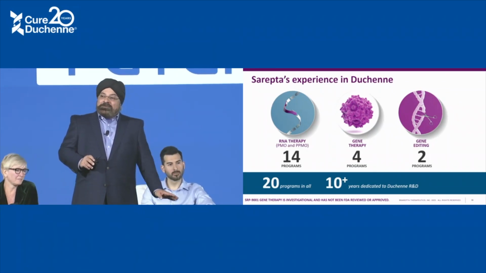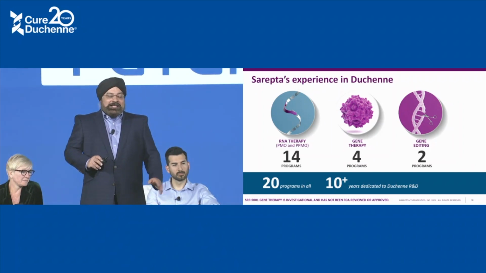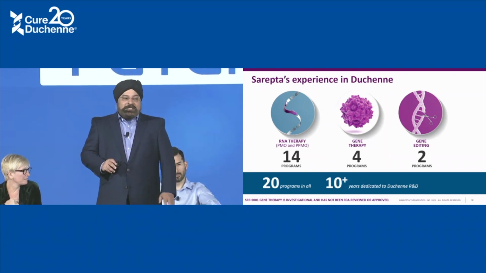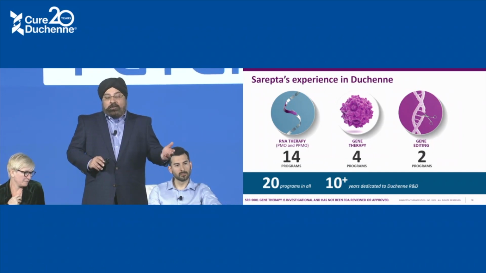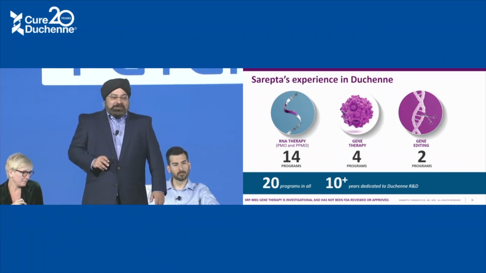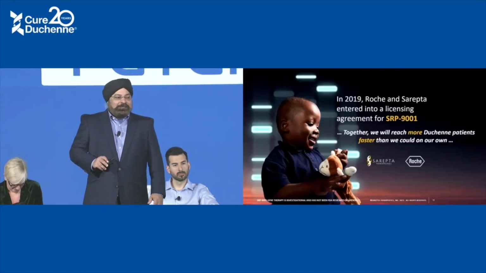Well, people forget, Sarepta is actually 43 years old. 1980 is when it was formed, but in the last decade or so, we focused a lot of our research in the Duchenne space. We have 20 programs overall, 14 in the RNA field with PPMO and PMO with 3 approved products, 4 gene therapies, but I'm going to talk about 9001 today, and 2 gene editing therapies that are in discovery.